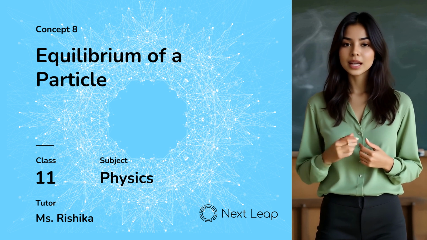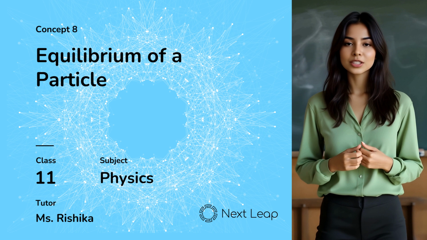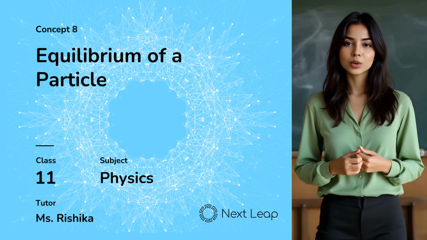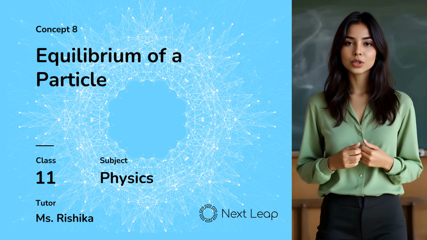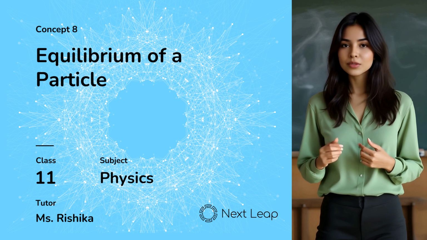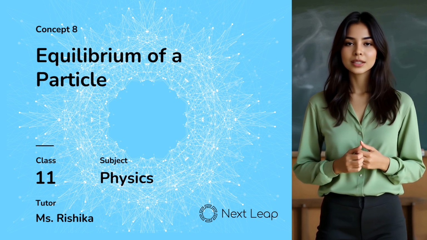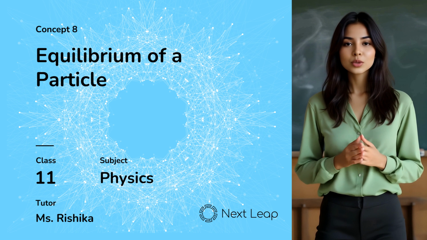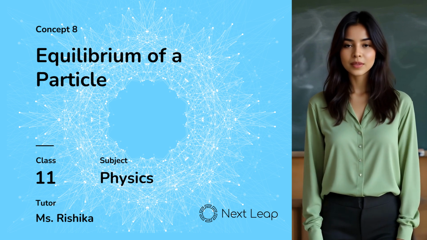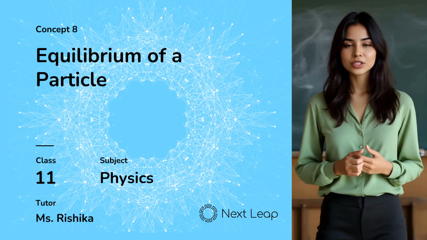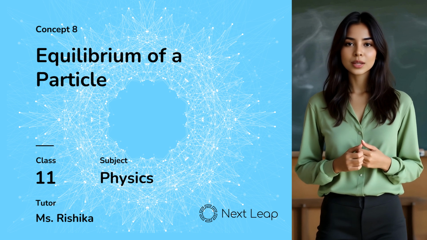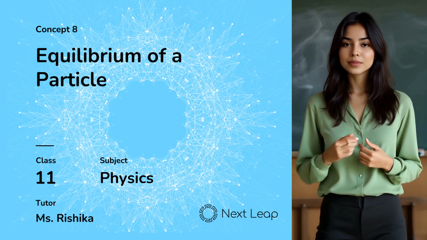In mechanics, equilibrium means that the net external force on a particle is zero. And according to Newton's first law, if the net force is zero, the particle either stays at rest or moves with uniform velocity. Today, let's explore how forces can balance each other to keep a particle in equilibrium.